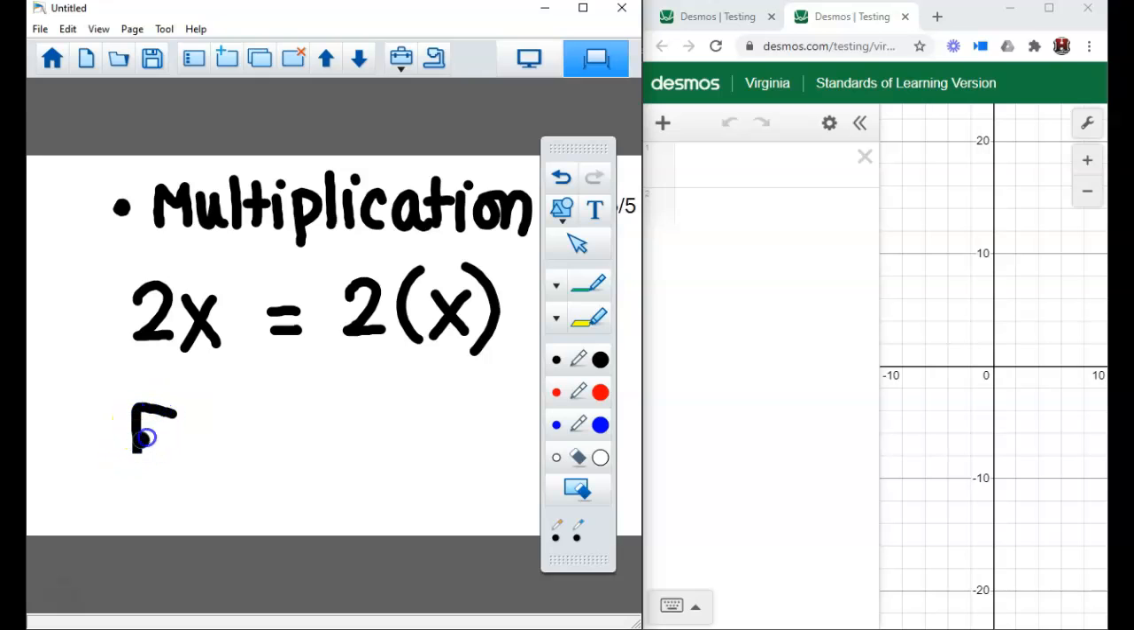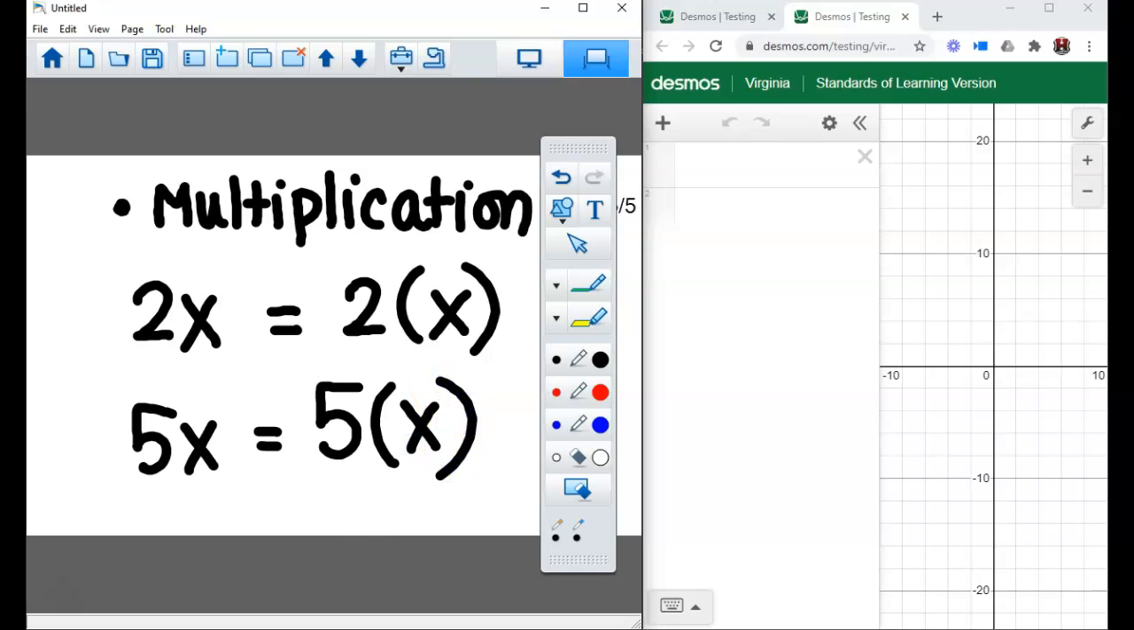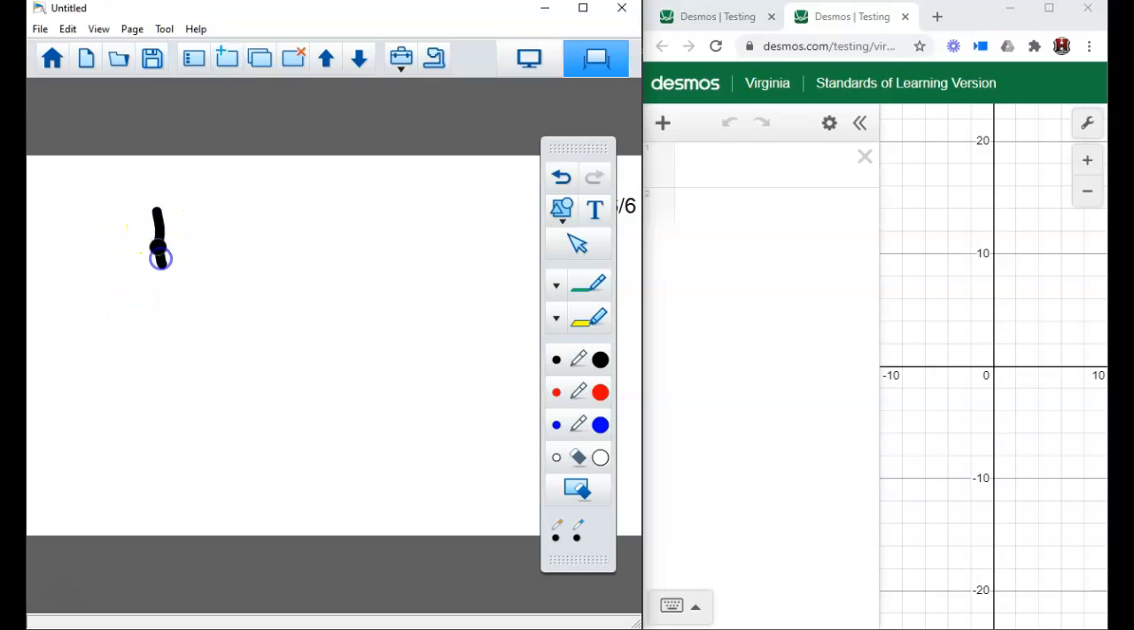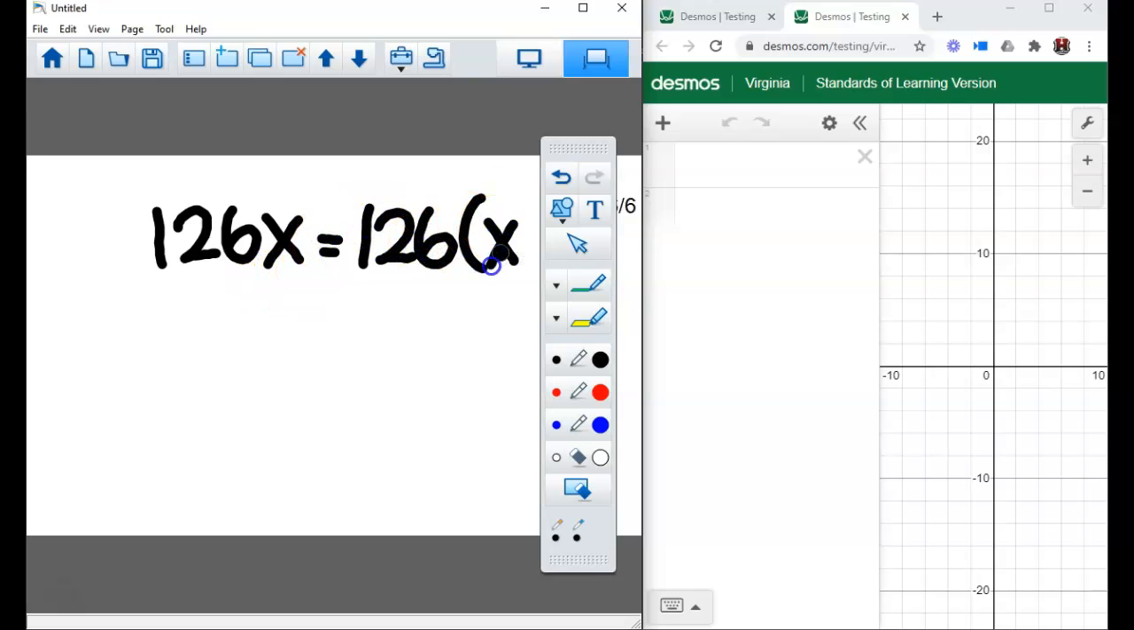That would be true also if I had 5x, which means 5 times x. So for the Desmos calculator, I'm going to have to think of that as 5 parentheses x. That'll be true again no matter what you're multiplying by. So if I had 126x, which means 126 times x, I'm going to write that as 126 parentheses x.